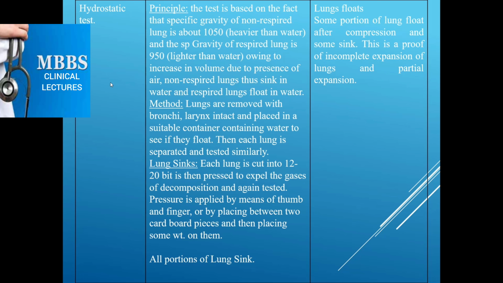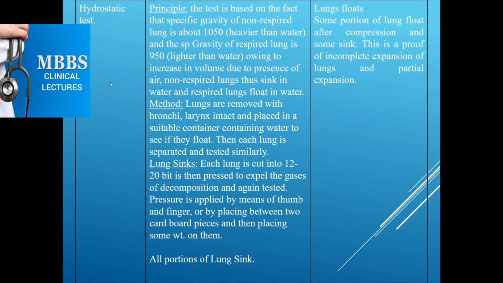What we do: the lungs are removed with bronchi and larynx intact and placed in a container containing water to see if they float. If they float, then each lung is separated and tested similarly. If both lungs float, it means respiration is established. But if the lung sinks, each lung is cut into 12 to 20 small pieces, then pressed to expel the gases of decomposition and tested again.